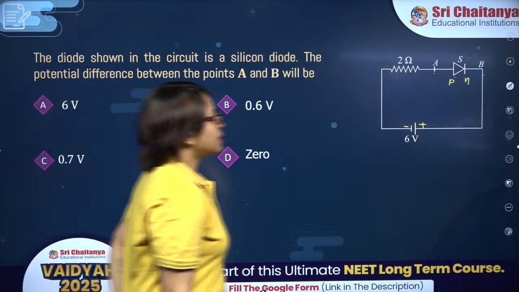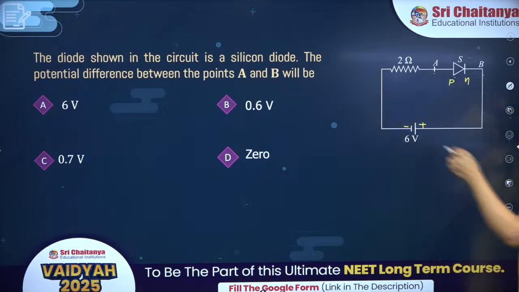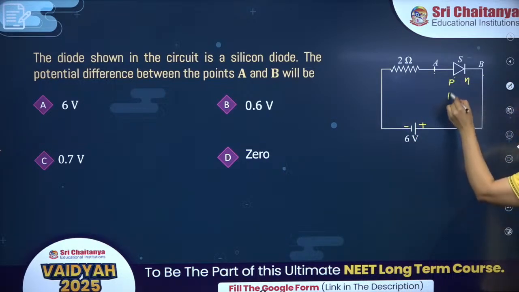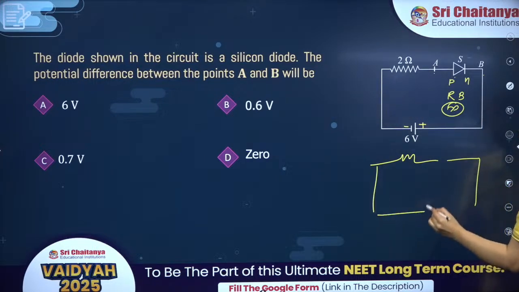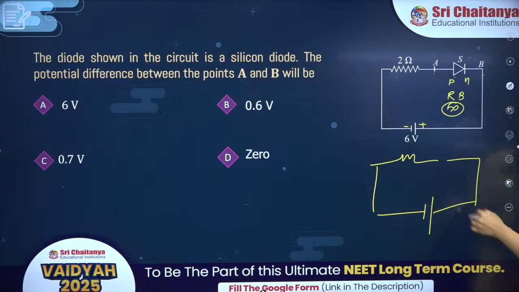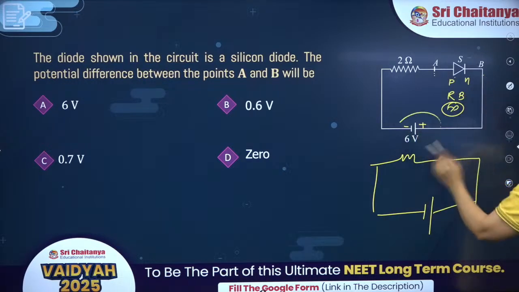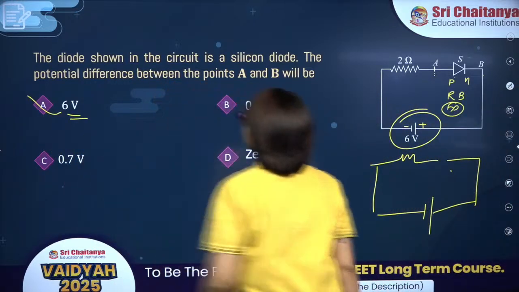Yes, N type is connected to the higher potential and P type is towards the lower potential. So this is reverse biasing. It will offer infinite resistance. So the circuit will open like this. Ideally, it will offer infinite resistance. It will not allow any current to pass through it. So over here, there will be no current. So potential difference across point A and B is equal to 6 volts only, which is option A.